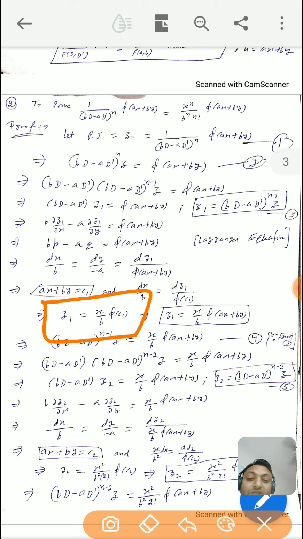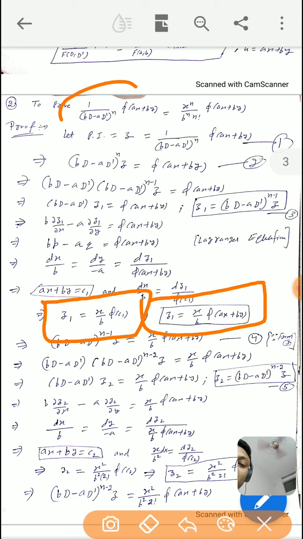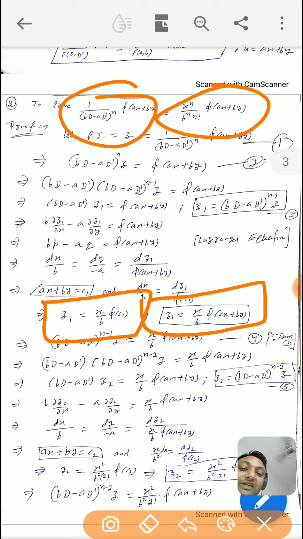So further substituting the value of C1 equal to AX plus BY, we get Z1 is equal to X by B phi of AX plus BY. So you can see that by taking n equal to 1 on the left hand side and n equal to 1 on the right hand side, our result is proved.